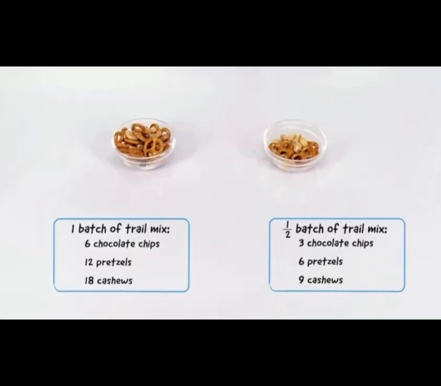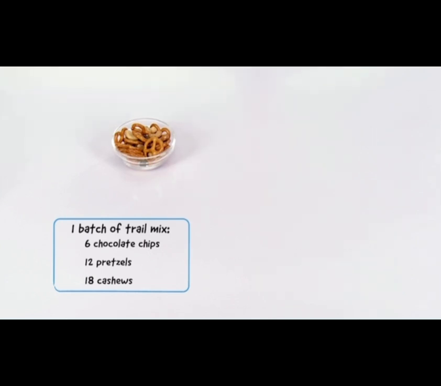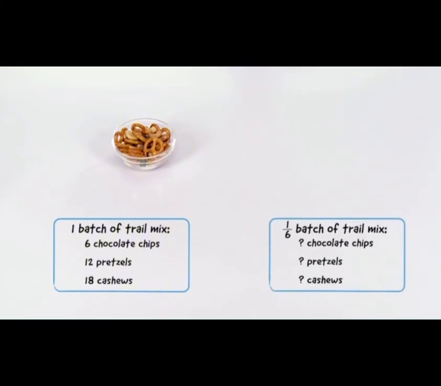In half of a batch of trail mix, you'd have half as much of each ingredient. 3 chocolate chips, 6 pretzels, and 9 cashews. It's the same thing as taking each of the original ingredients and dividing them by 2. In other words, multiplying by 1/2. Let's try another one. How many of each ingredient would there be in 1/6 of a batch?